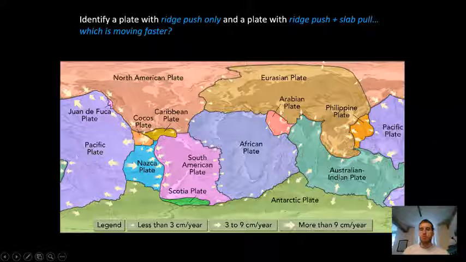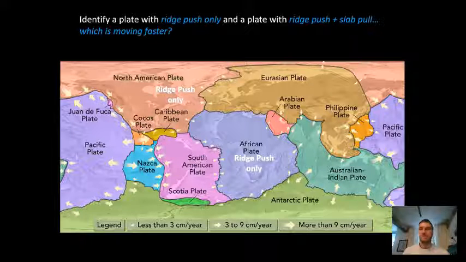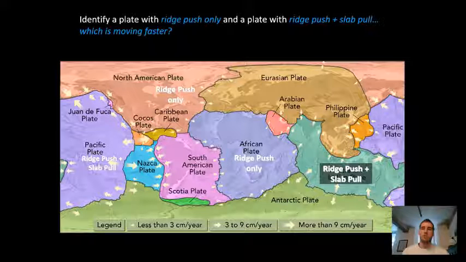However, if we move over to the Australian Indian plate, for example, we can see there are divergent boundaries along its western and southern ends, but we also have a convergent boundary along its northern end, and because the island arc is up here on the Philippine plate, that tells me that the Australian Indian plate is the one being subducted or pulled down the subduction zone. So the Australian Indian plate is being moved by the processes of both ridge push and slab pull. And so you can go through this process with all the plates based on what's going on at their borders. You can see that we have some that are ridge push only and others that are ridge push and slab pull.